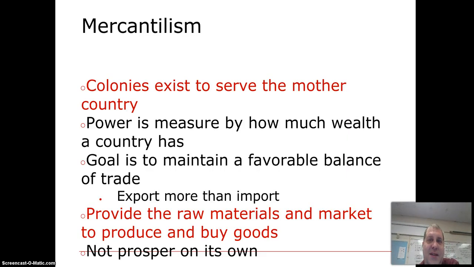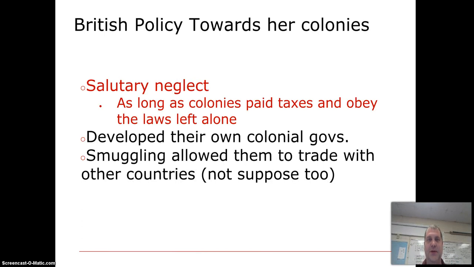Mercantilism basically says whatever you make here gets shipped back to your mother country. They can decide what to do with it, and if you want to buy it, you have to buy it from them. So they always make money on your behalf. The goal is to maintain a favorable balance of trade and to export more than you import. So basically, you provide the raw materials and a market for finished goods. In other words, if you're growing cotton down here, you send it back over to England. They make you a t-shirt, and you have to buy the t-shirt from England. It makes no sense.